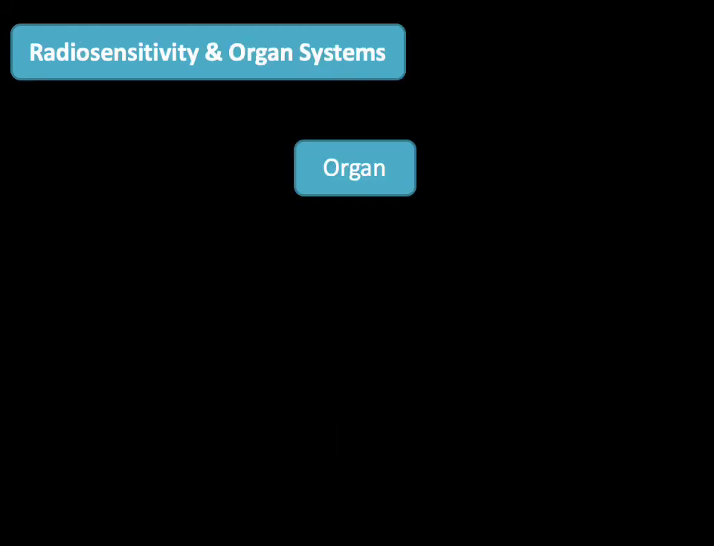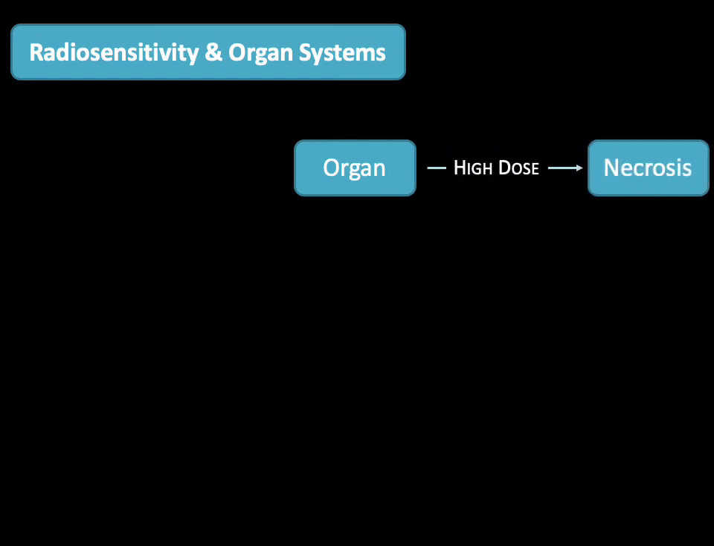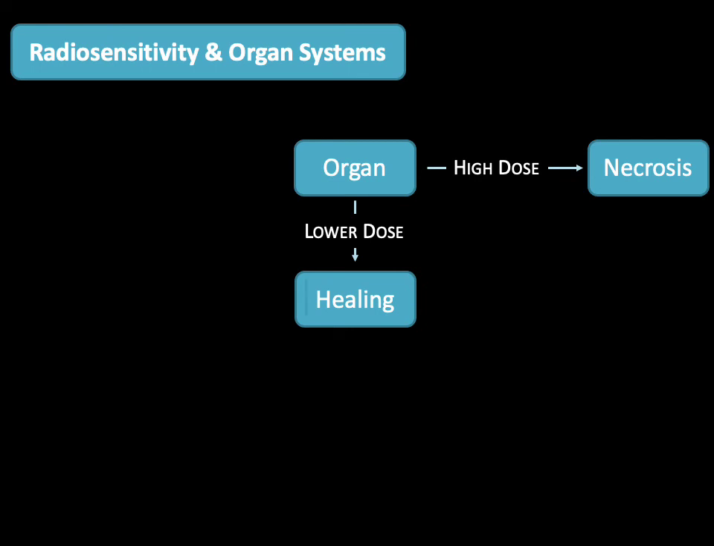So we've talked at length about some of the effects on cells from radiation exposure, but what about effects overall on an organ? When an organ is exposed to X-rays, the effect on the organ depends in part on the radiosensitivity of the tissues it's comprised of. If the dose is very high, cells within the organ cannot repair themselves and necrosis occurs. At lower doses, radioresistant tissues undergo repair.